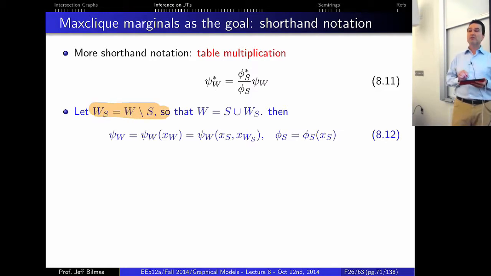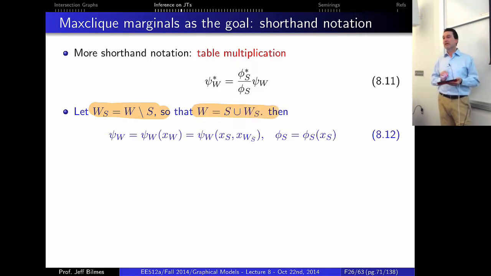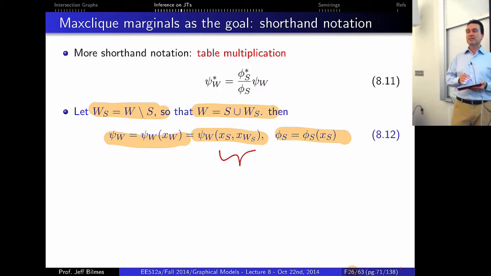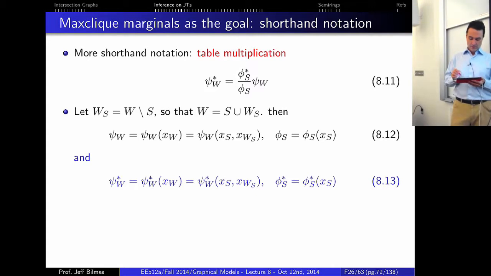So let's define W sub S to be W except for S for shorthand notation. That means that W is equal to S union W sub S by definition, and again, S is a subset of W. And so psi sub W really is psi sub W of x sub W, just shorthand. Here we've partitioned the variables into x sub S and x sub W except for S, or x sub WS. And of course phi sub S is equal to phi sub S of x sub S. Then this is another table, which is also just a function of x sub W, and x sub W can be partitioned into x sub S and x sub W sub S. This is again just the definition of phi star sub S.